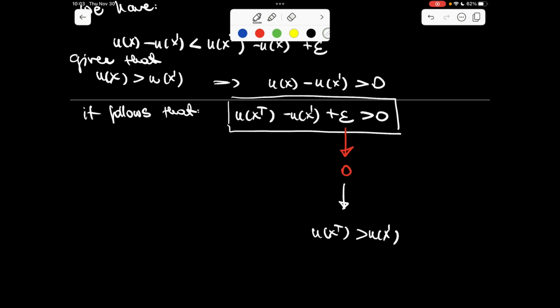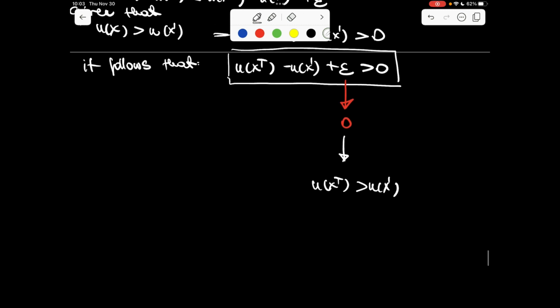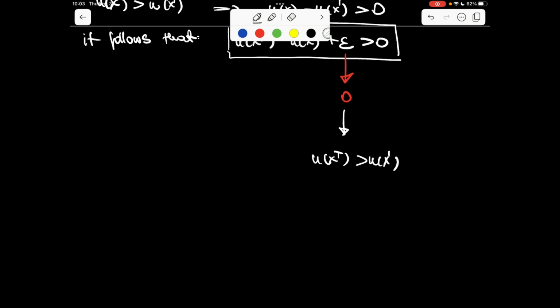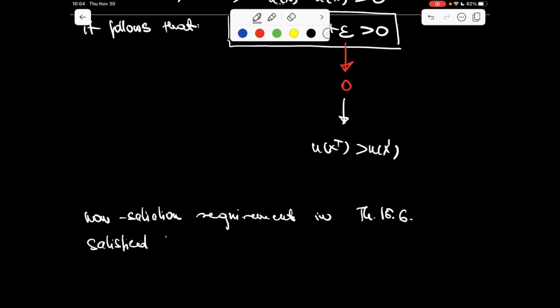Okay, so to know that theorem 15.6 holds, we need to pay some attention to the non-satiation requirement in theorem 15.6, which is satisfied by the fact that we have this commodity space, and u, the one period utility function, is strictly increasing. So once again, the non-satiation requirement holds.